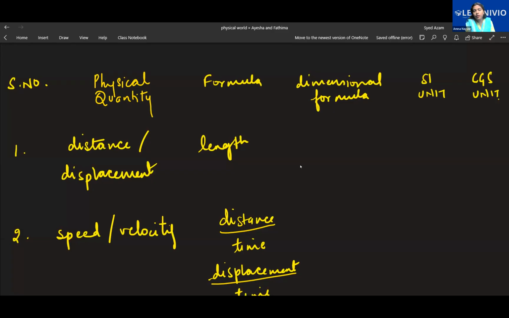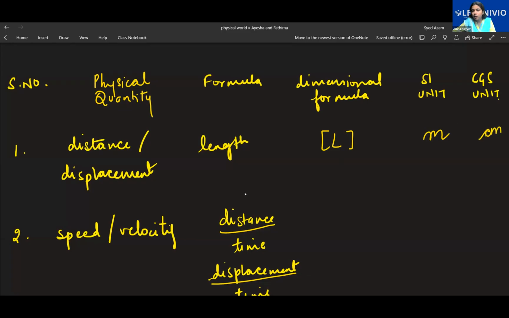What you need to focus on is that if you have the final formula, then you should be able to write the dimensions. So if you have length, the dimensional formula will simply be capital L. The SI unit is meter, the CGS unit is centimeter.